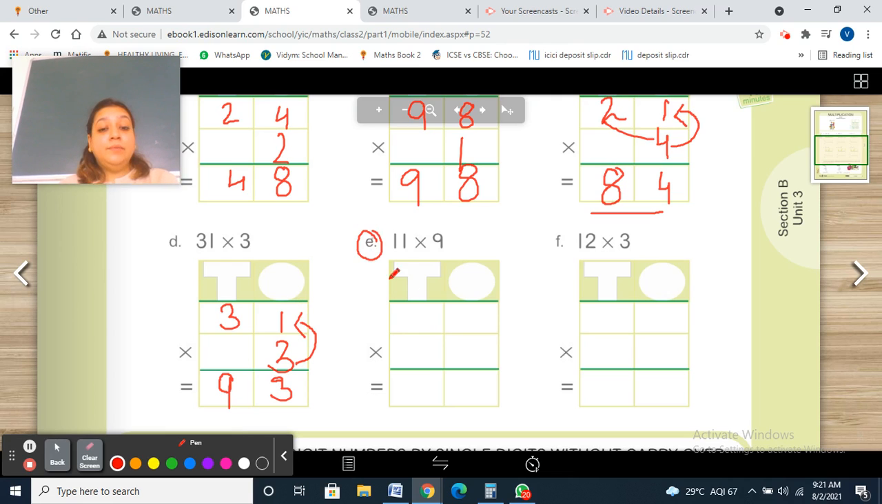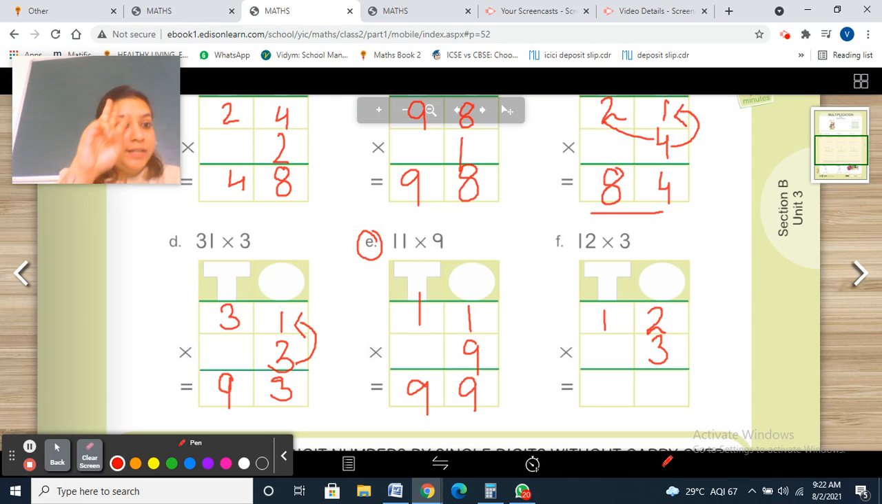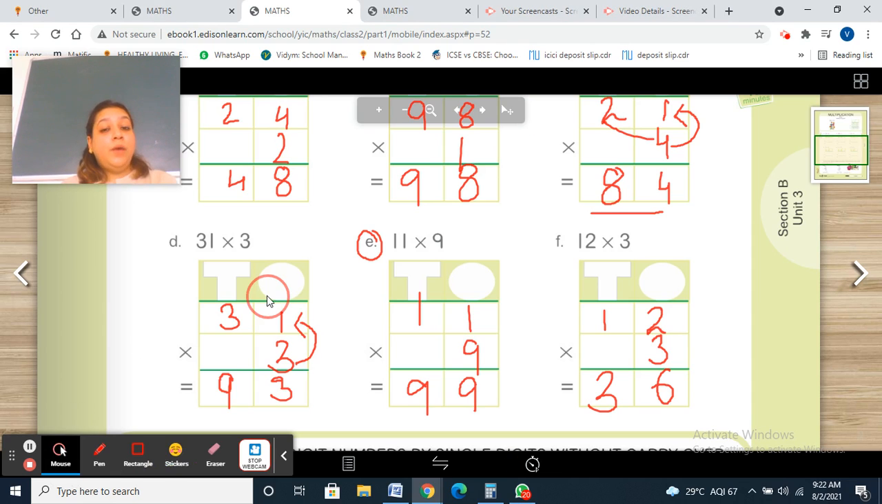Question number E, everyone. 11 and 9. 9 ones are 9. Table number 11. 9 11s are 99. Then F, 12 multiplied by 3 means we are adding 12 three times. So 3 twos are 6 and 3 ones are 3. Very good, everyone. Doing very good.